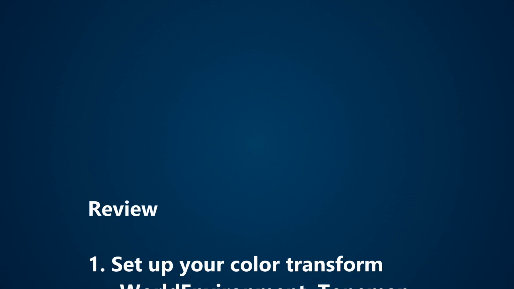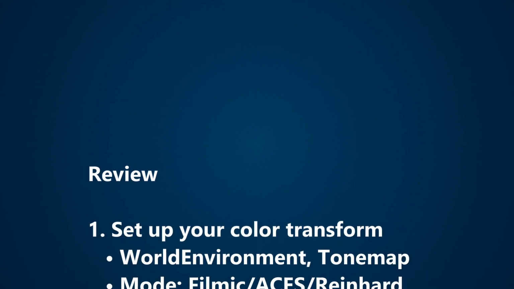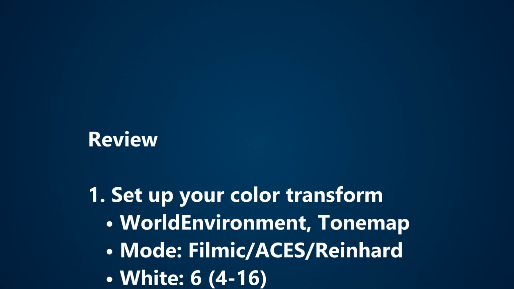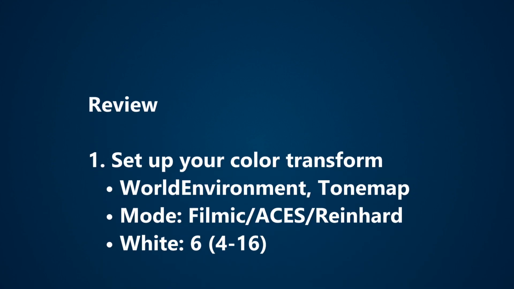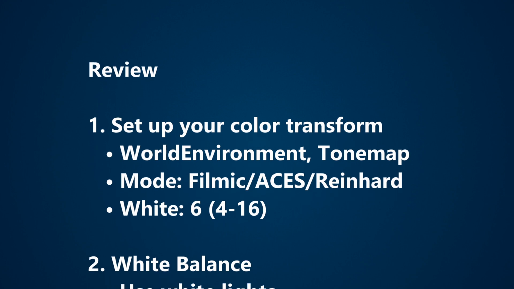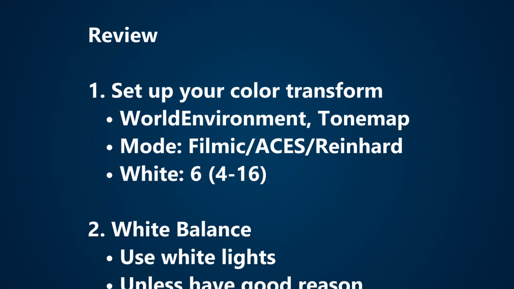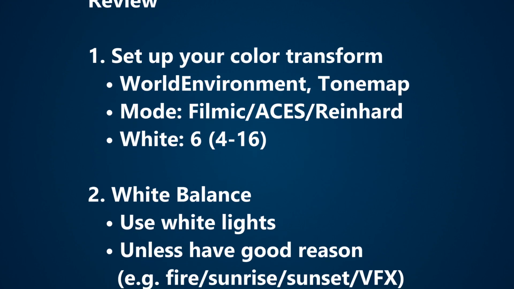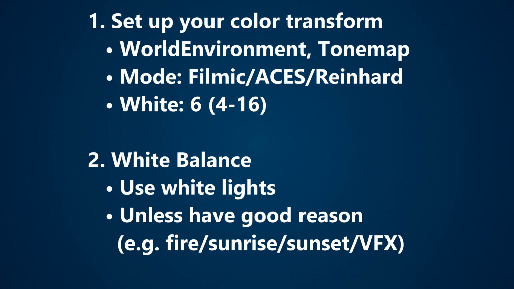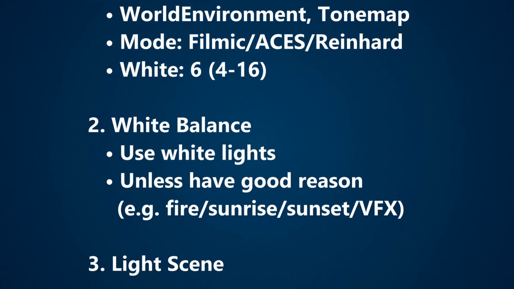All right, we've covered a lot of information. Let's review it all. First thing you're going to do when you create a new project is to set up your color transform. You're going to go into your tone map settings and choose Filmic, ACES, or Reinhard, and set your white point from 4 to 16. You're going to make sure that you always use white lights unless you have a good reason to. You're going to reduce your sky contribution to a subtle level.